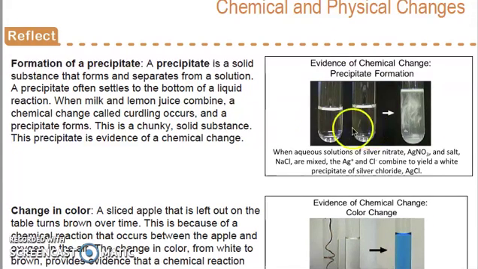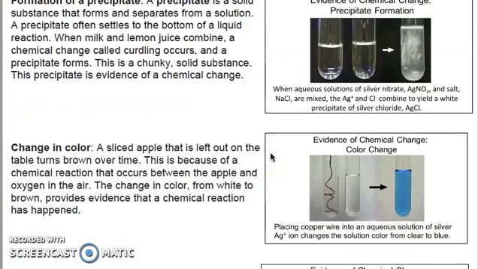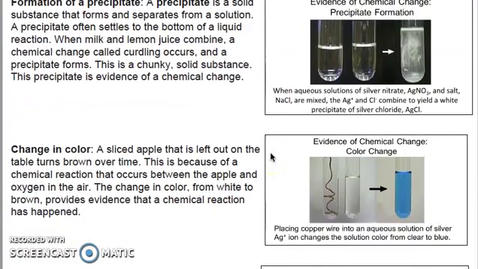Look here. A color change. A sliced apple that is left out on the table turns brown over time. This is because of a chemical reaction that occurs between the apple and the oxygen in the air. The color change from white to brown provides evidence that a chemical reaction has happened.